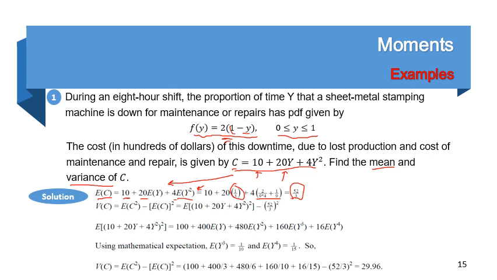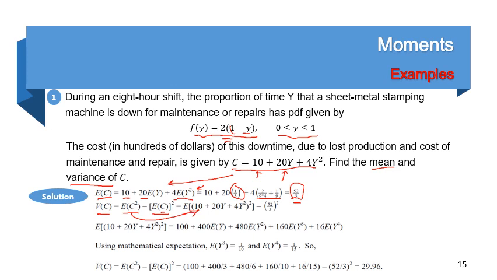If we need to get the variance for C, which is our second requirement in this problem, we need to get the expectation of C squared minus the square of the expectation of C, which we already obtained as 52/3. We put it here and we square it. But we need the first part, which is the expectation of C squared. So let us substitute what C squared is and work on squaring it.